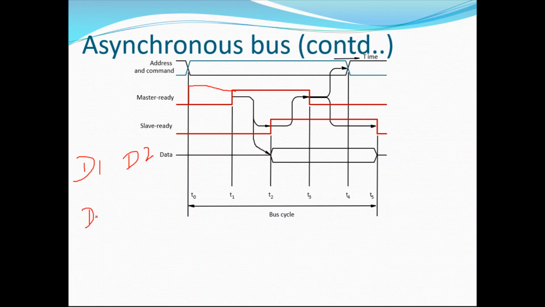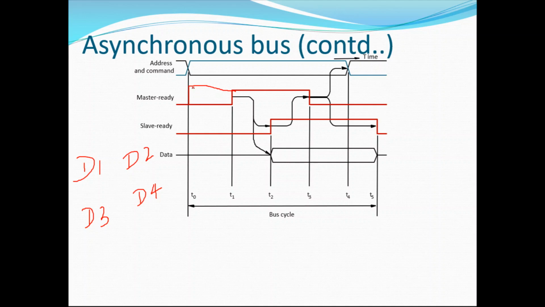There will be less delay. If some device is working slowly, it will have a huge delay. Let us assume that D4 is working very slowly. Now, what may happen?